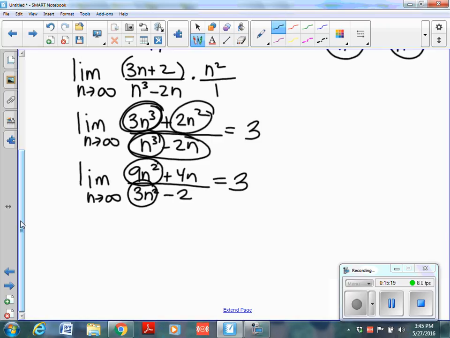In order to find the limit as n approaches infinity, you learned this a long time ago. You would have learned it way back in probably chapter 2. You take the highest power in the numerator and divide it by the highest power in the denominator. And it also converges.